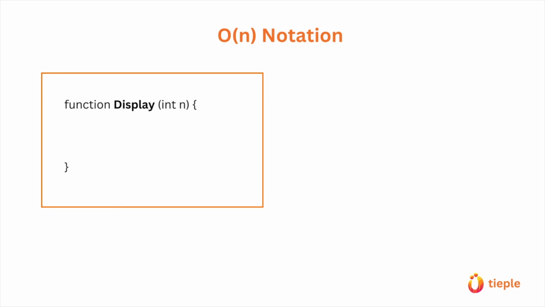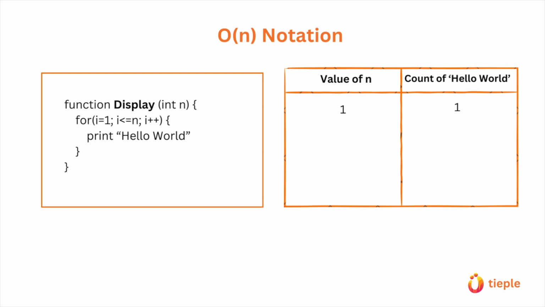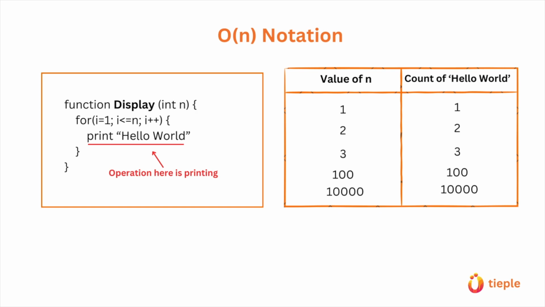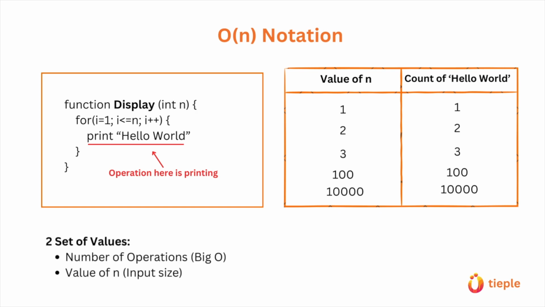Now, let's talk about a simple function called display. It takes a number, let's call it n, and it prints hello world n times. If n is 1, it says hello world once. If n is 2, it says hello world twice. If n is 100, it prints hello world 100 times and so on. Here, the operation is printing. Now, we have two sets of values: the number of operations and n, the input size.